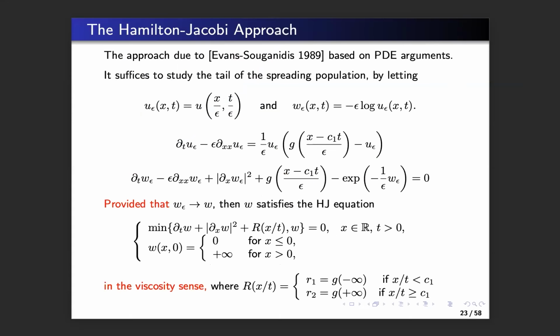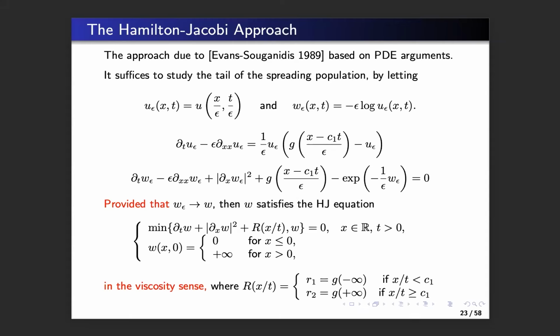We apply the Hamilton-Jacobi approach. First, after the transformation, you pick up epsilon factors in the equation, and you take log, and then you obtain this equation. This is a vanishing viscosity situation.